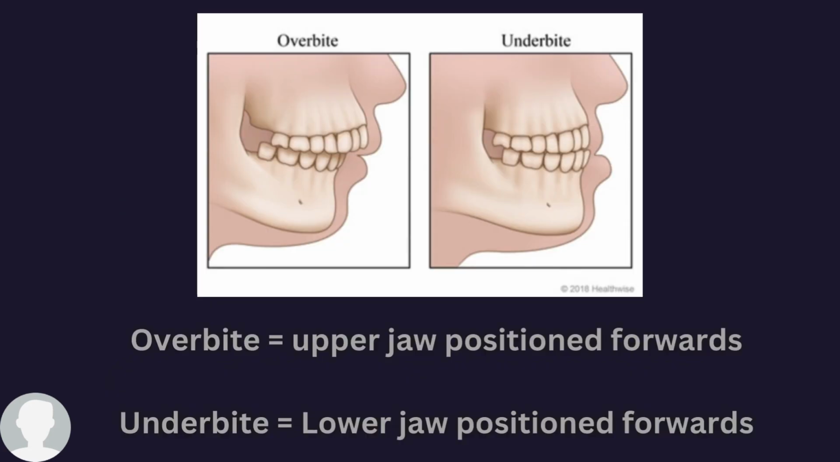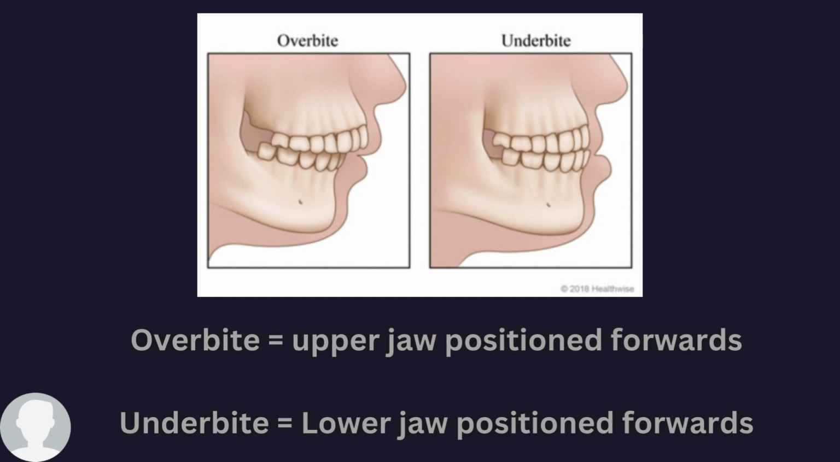Now, what is an overbite? From the name overbite, there is excessive biting that is taking place. Why is that? Because the upper jaw is positioned forward as if the patient is going to eat something. So that is why it is called an overbite.